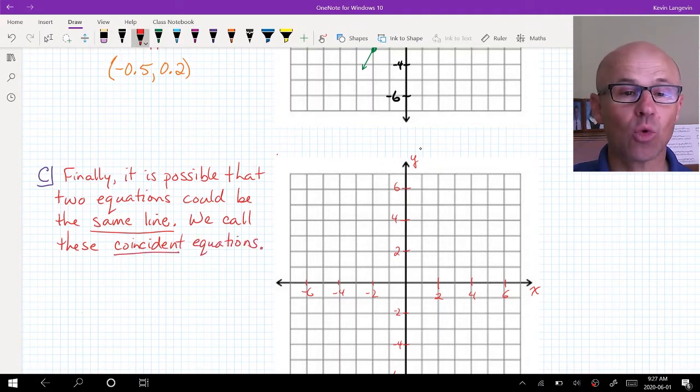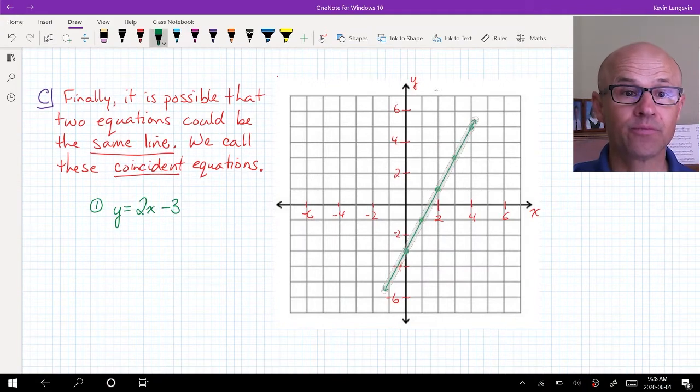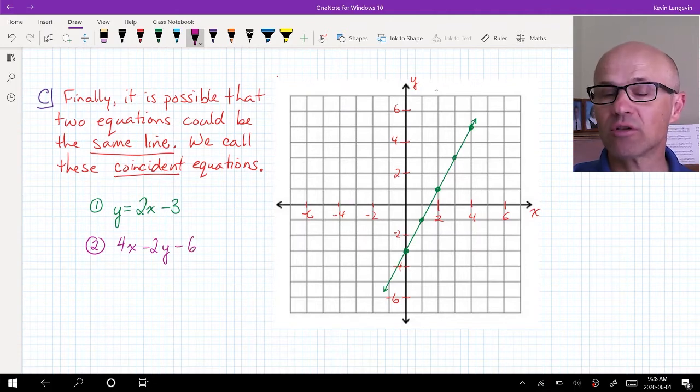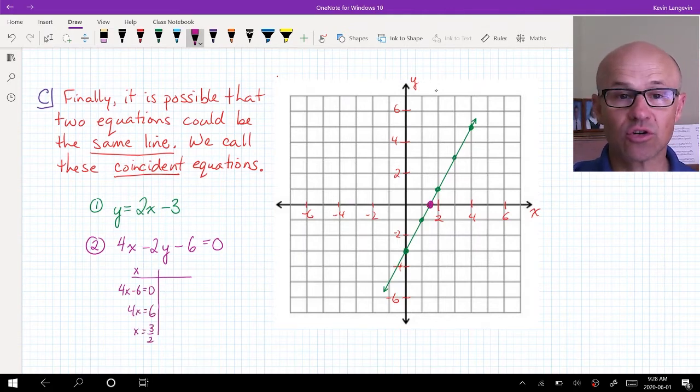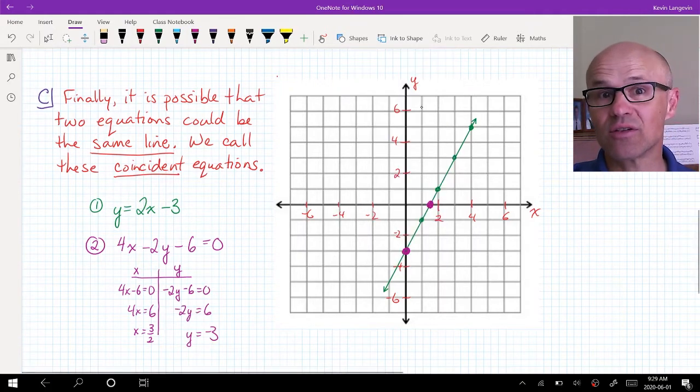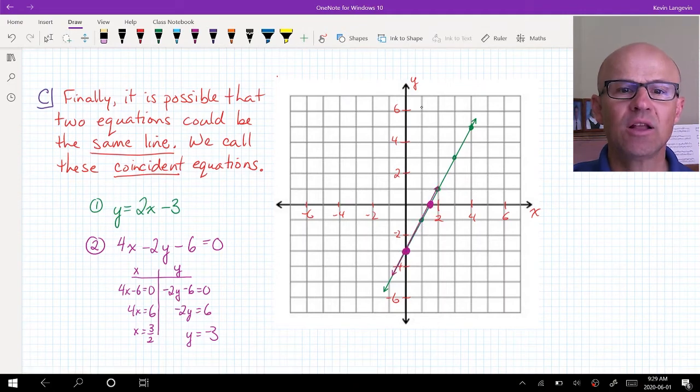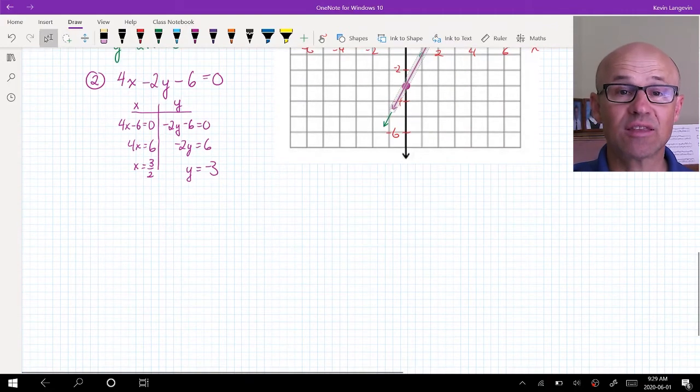An example could be y equals 2x minus 3, which is this green line. And my second equation looks different, 4x minus 2y minus 6 equals 0. But when I go about drawing the graph, I'll notice that whether I use my x-y intercept method that I'm showing here, or if I were to rearrange the equation, I end up with a line which is sitting right on top of the other line. These two lines touch each other at every single point. So we say that they have actually infinite solutions.